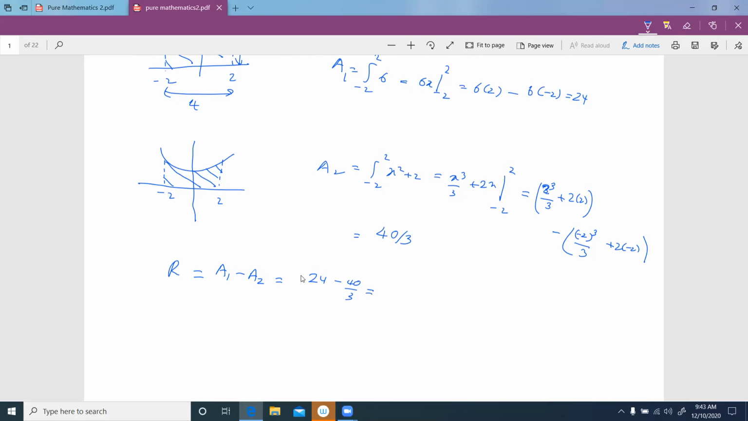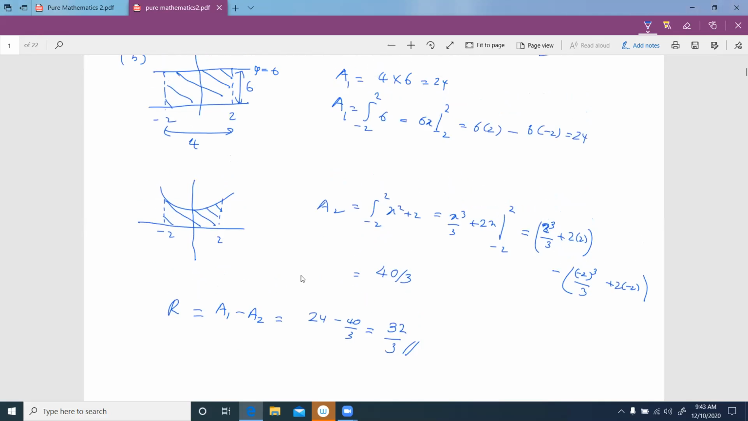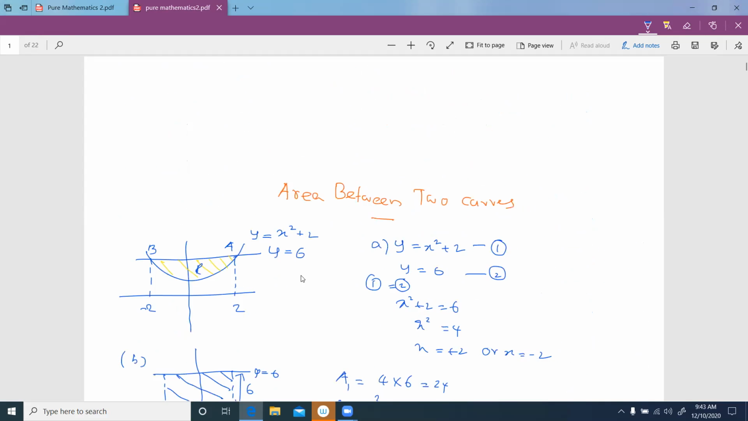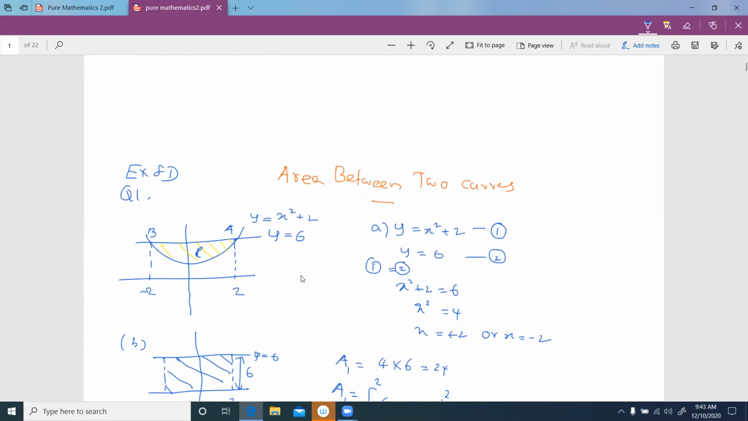You can keep this answer in this format unless they ask about some significant points of the answer. Other than that, you can keep the answer in this format. This is pretty simple, right? So that is the first question, exercise 8D, question number 1. Okay, now let's move to the next question.